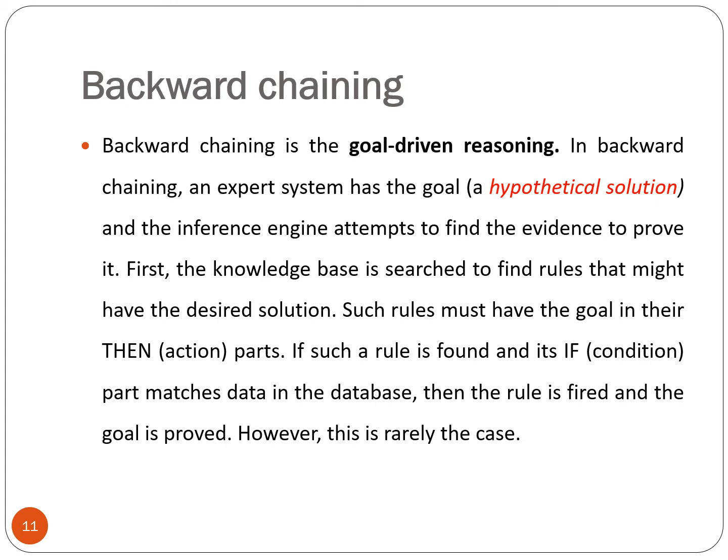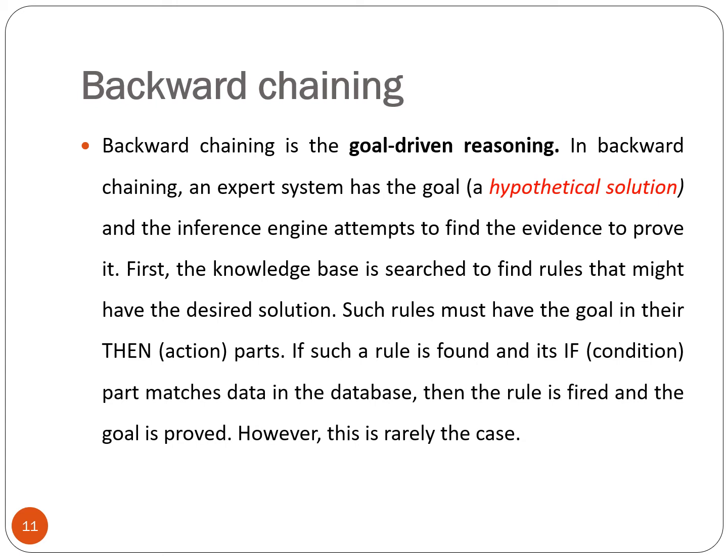In backward chaining, an expert system has the goal. In the beginning of running the expert system, we set a goal, a hypothetical solution, and the inference engine attempts to find the evidence to prove it. Of course, normally you cannot find it in the beginning. You directly get the goal.